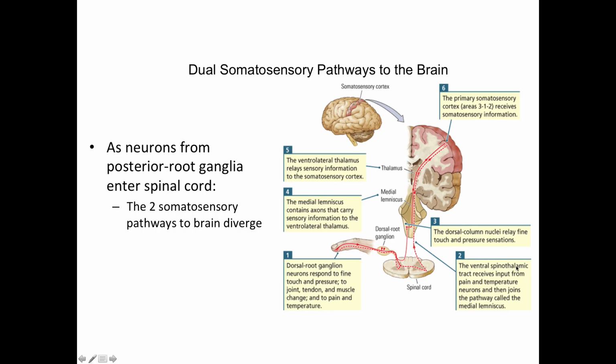The ventral spinothalamic tract receives input from pain and temperature, and then joins the pathway called the medial lemniscus. And the dorsal column nuclei relay fine touch and pressure sensations. The medial lemniscus contains axons that carry sensory information to the ventrolateral thalamus. The ventrolateral thalamus relays sensory information to the somatosensory cortex, and then the primary somatosensory cortex receives all this information.